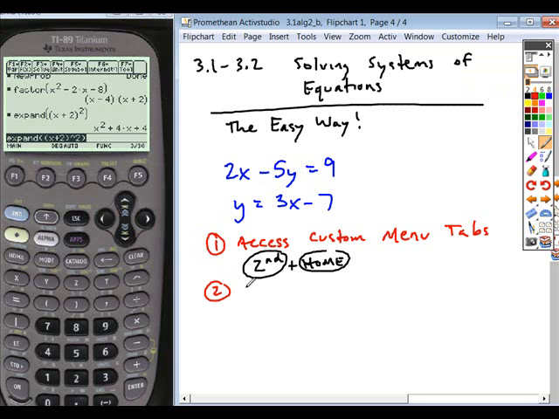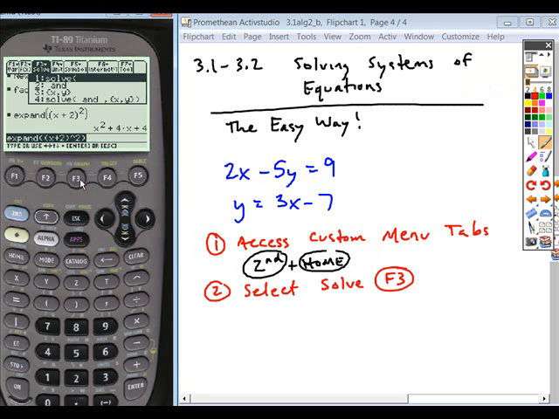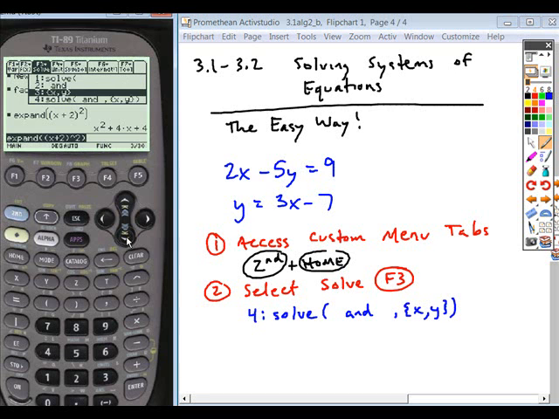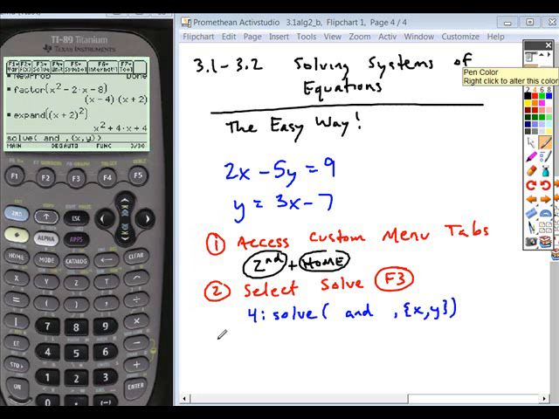Once you enter the custom tabs menu, you're going to select the solve tab, and notice that's F3 this time. So you're going to press F3, and then choose number 4 here, which is the system of equations template, a system of equation solver template. When you select this template, all you then need to do is enter your equations.